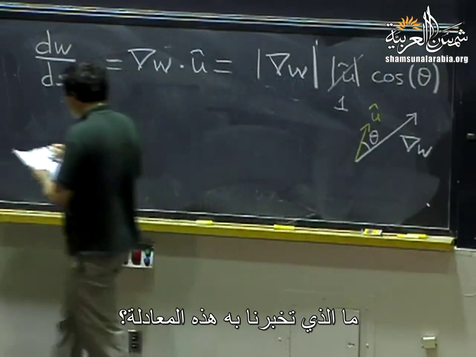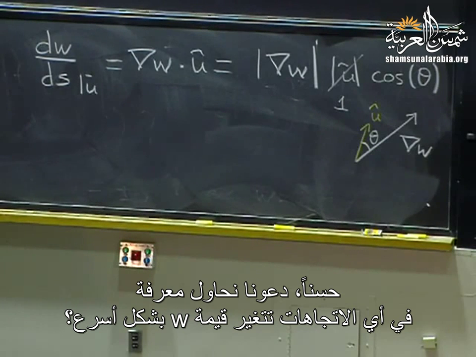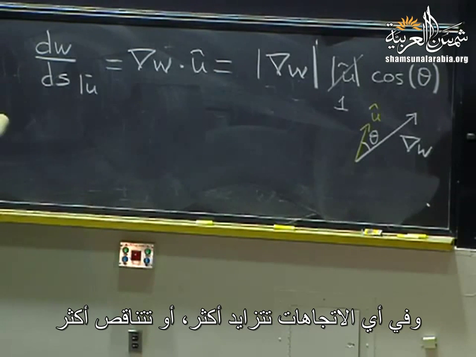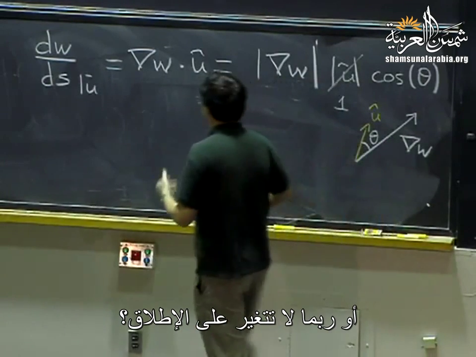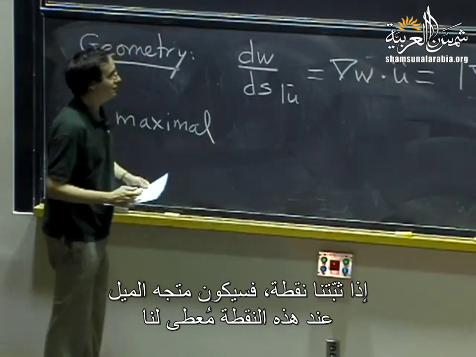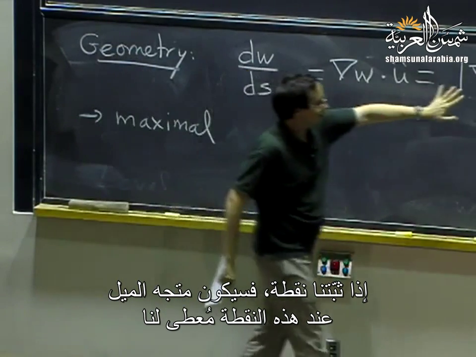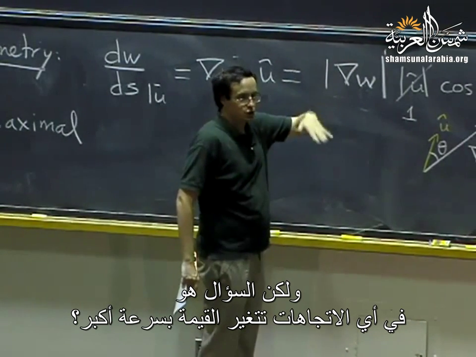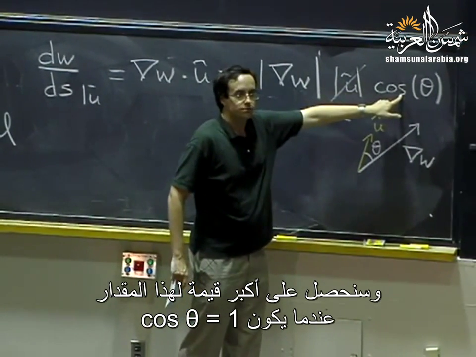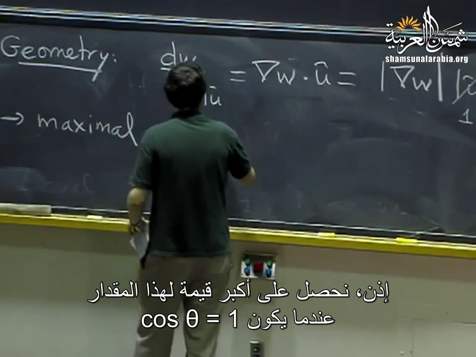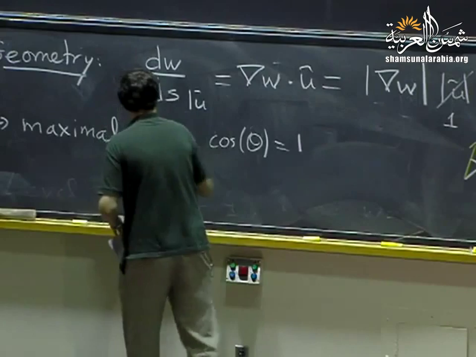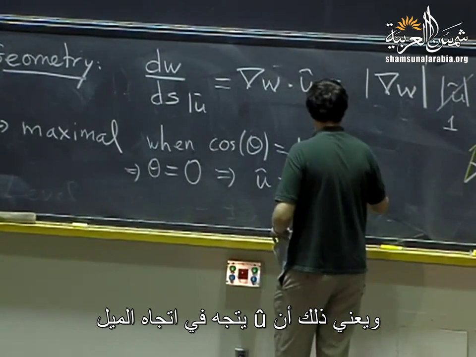But now, what does that tell us? Well, let's try to figure out in which directions w changes the fastest, in which direction it increases the most, or decreases the most, or doesn't actually change. So when is this going to be the largest? If I fix a point, then the gradient vector at that point is given to me. But the question is, in which direction does it change the most quickly? Well, what I can change is the direction, and this will be the largest when the cosine is 1. So this is largest when the cosine of the angle is 1. That means the angle is 0. That means u is actually in the direction of the gradient.